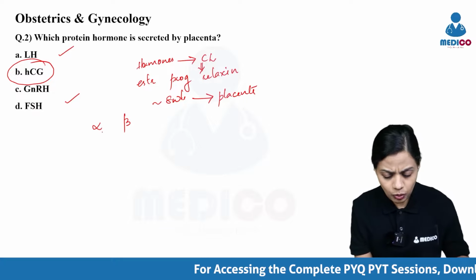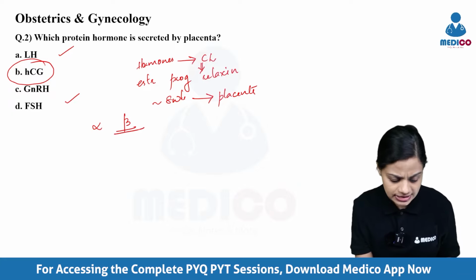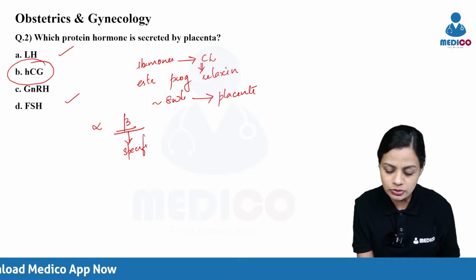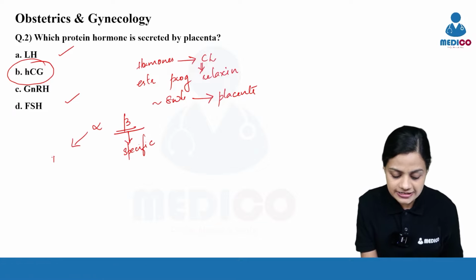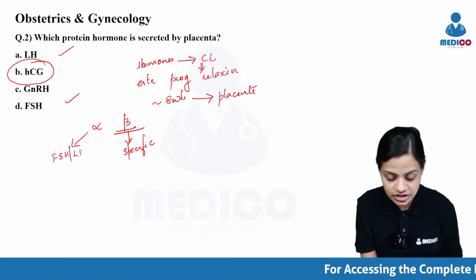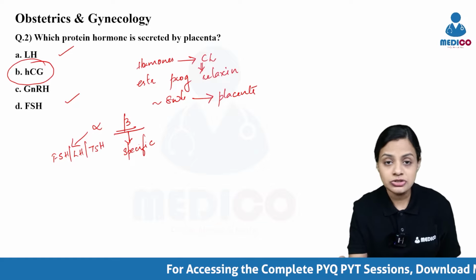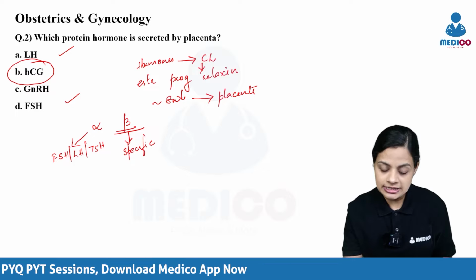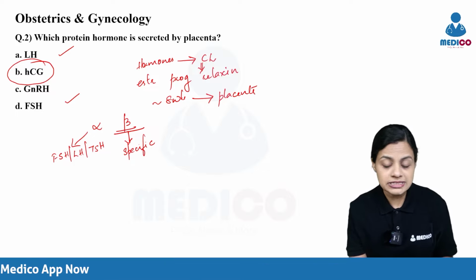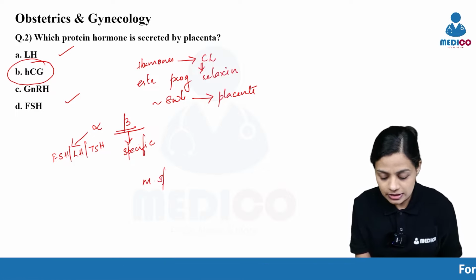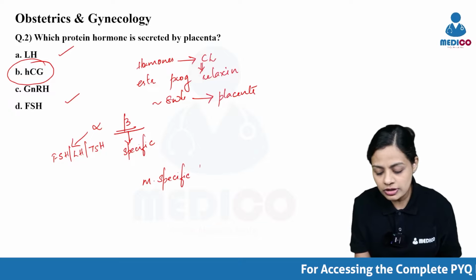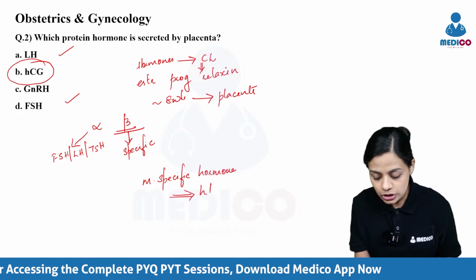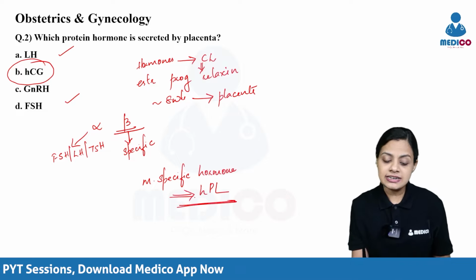Now, what you need to know is, it is the beta subunit that is specific to HCG. The beta subunit is specific, while it shares the alpha subunit with FSH, LH and TSH. Even though HCG is exclusively produced by the placenta, this is not the most specific hormone produced by the placenta. If the question was, which is the most specific hormone produced by the placenta, your answer should be human placental lactogen.